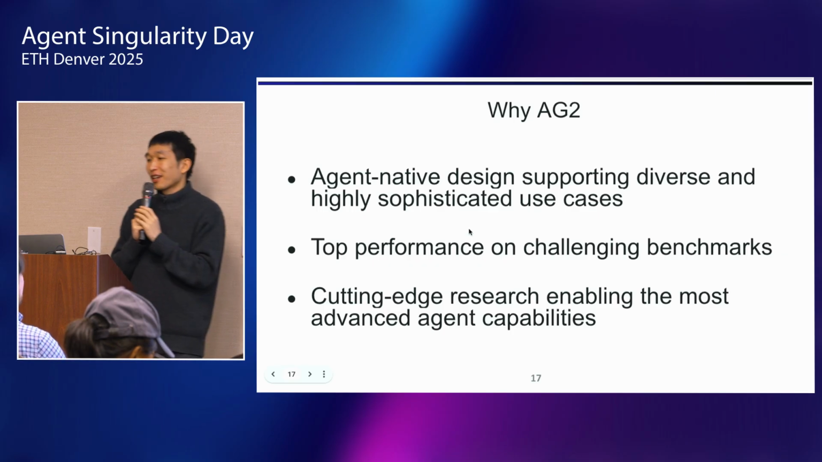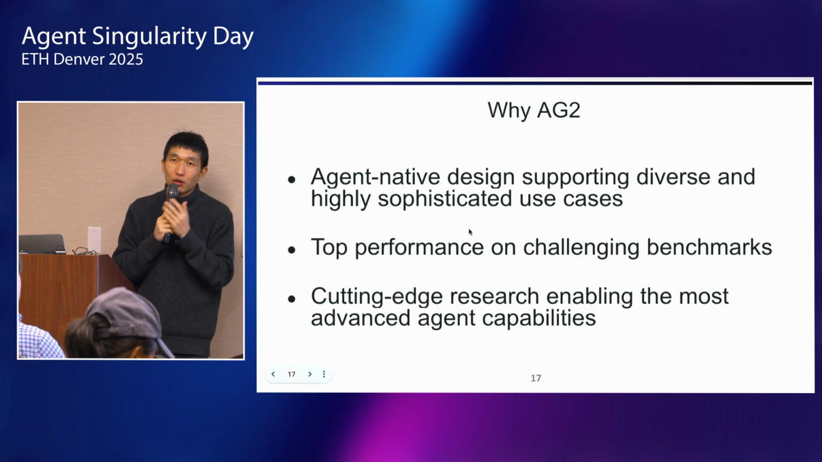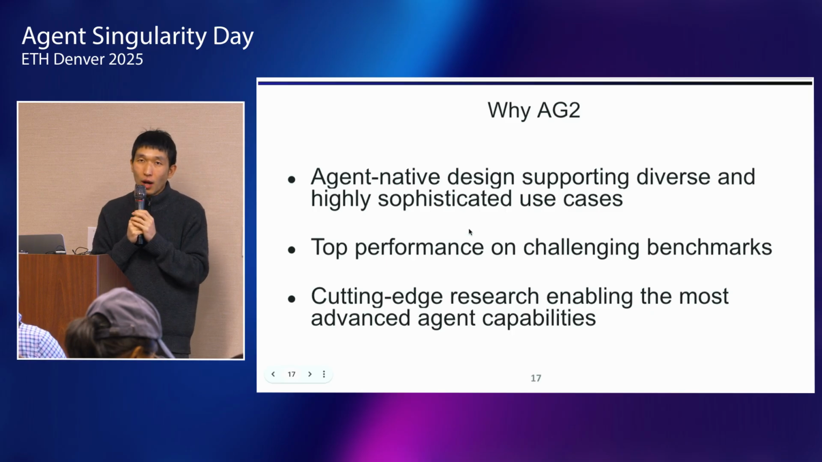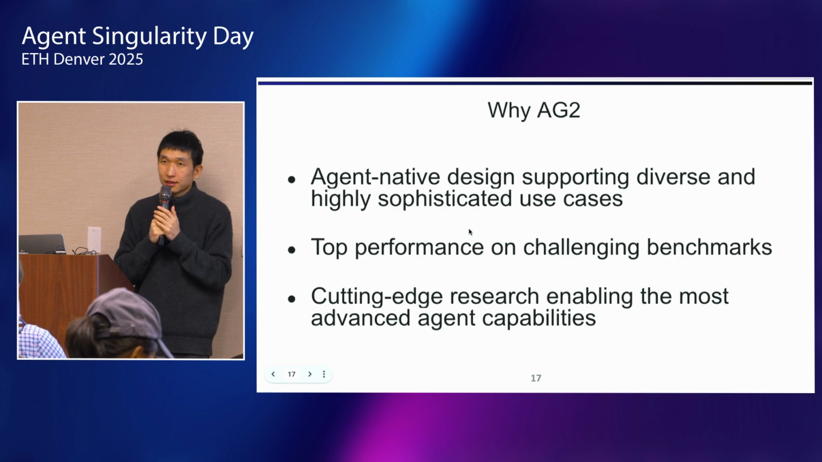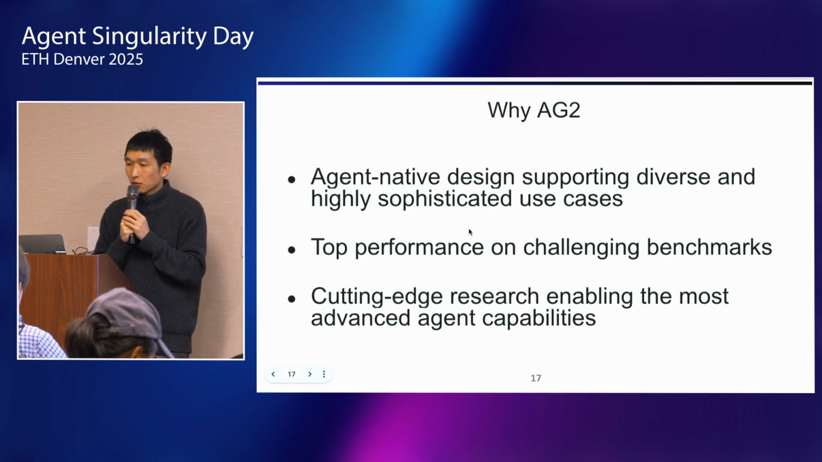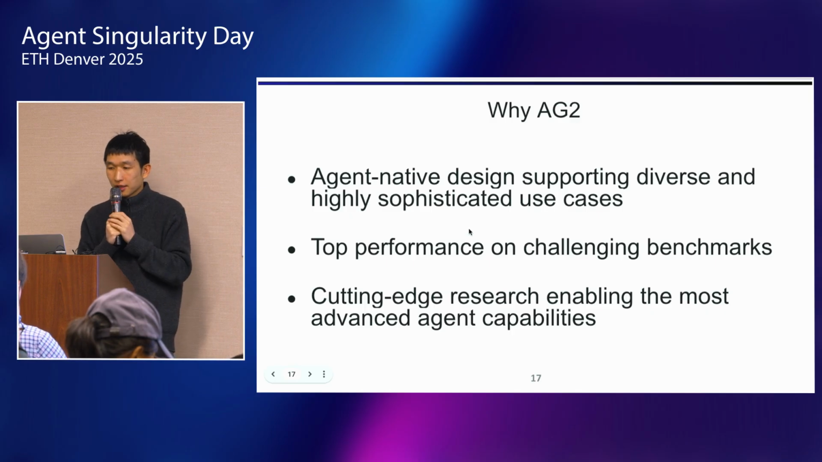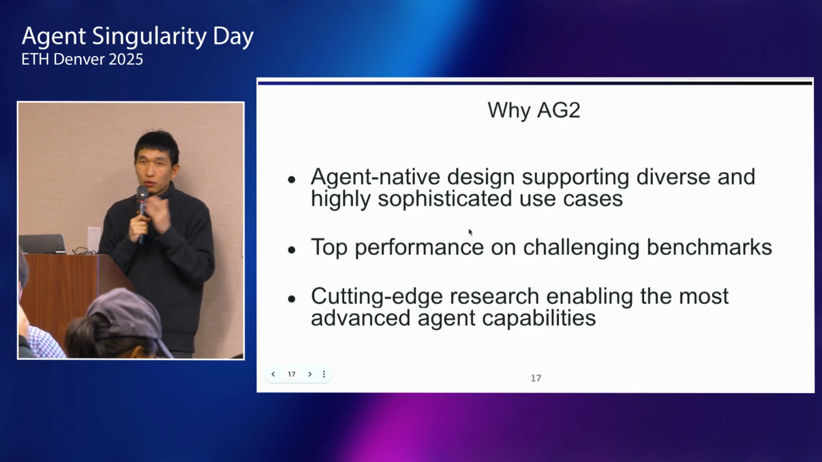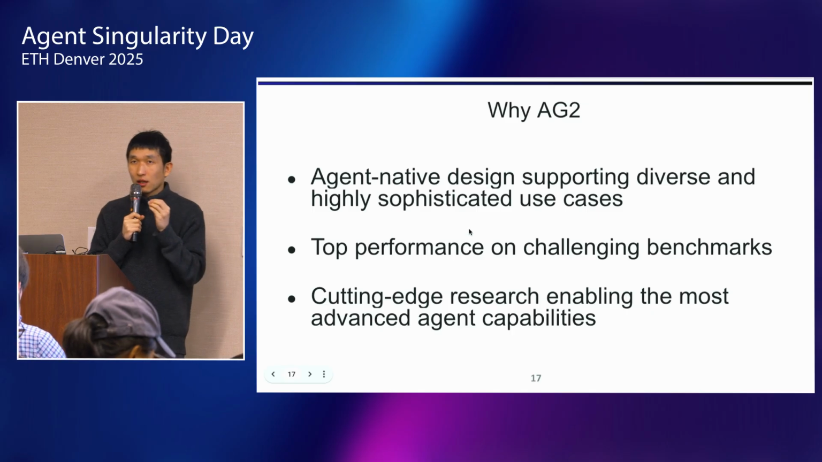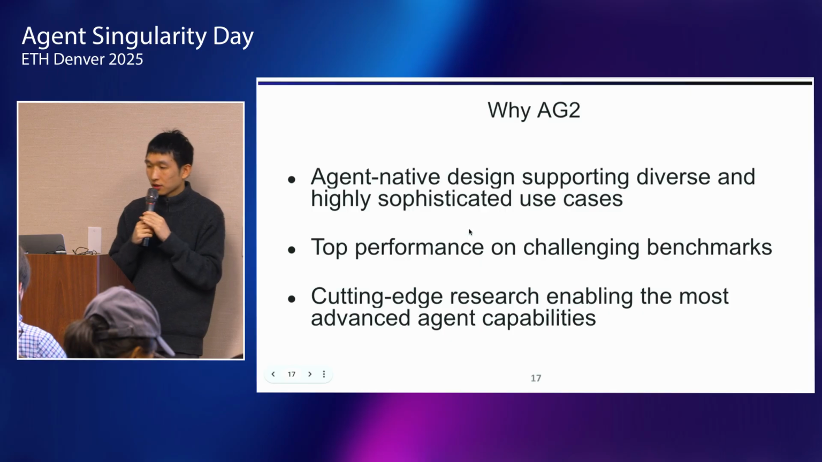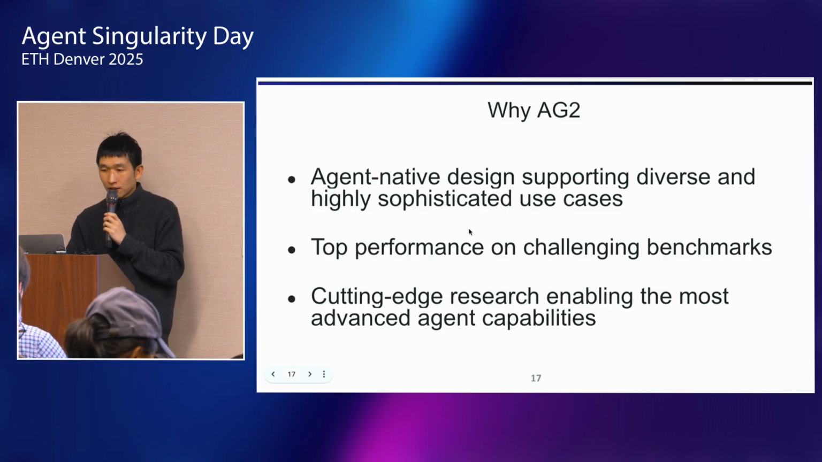3 minutes. Okay, now I'll just quickly mention the high-level reasons why AG2 is the best open source framework to build AI agents and agentic software. The first one is that this agent-native design supports very diverse and highly sophisticated use cases. The second one is they enable people to achieve really good performance on challenging benchmarks. And we're still doing cutting-edge research to enable the most advanced agent capabilities.